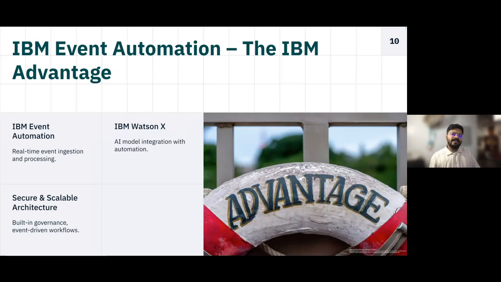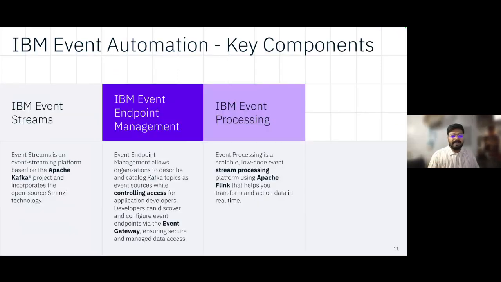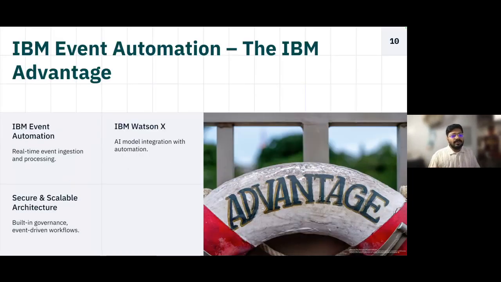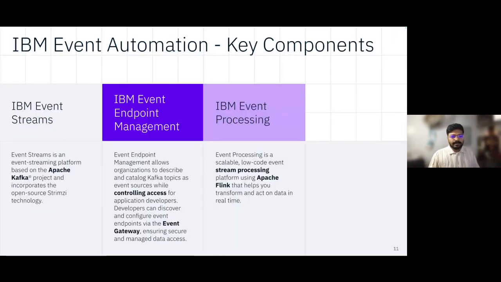So what is the advantage of using event automation, or why can't we go to a different solution? As a customer, you could use the same entitlement keys to access the whole event automation profile, which includes event streams, event endpoint management, and event processing. We can also use the IBM watsonx service to use the state-of-the-art models that are available right now. And the whole architecture would be secure and scalable. So consider these are the 3 components.